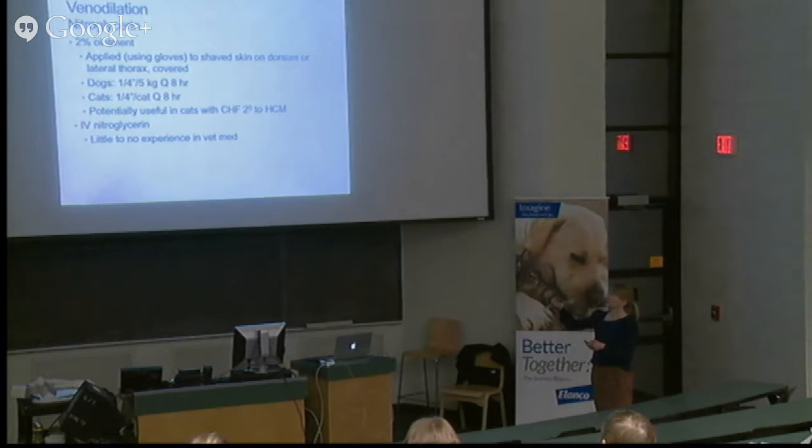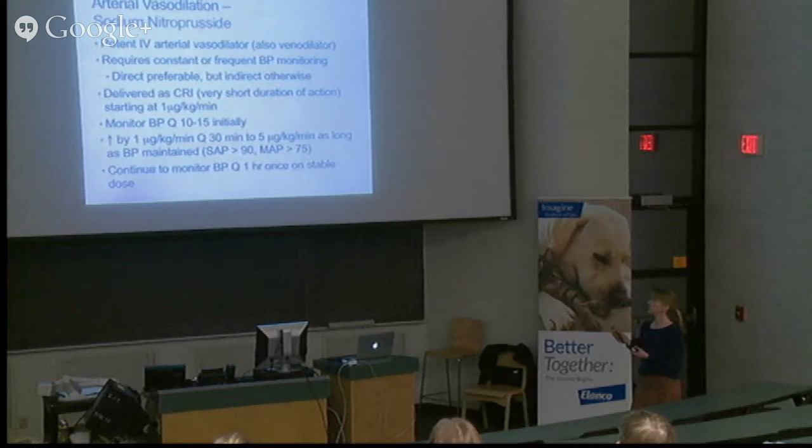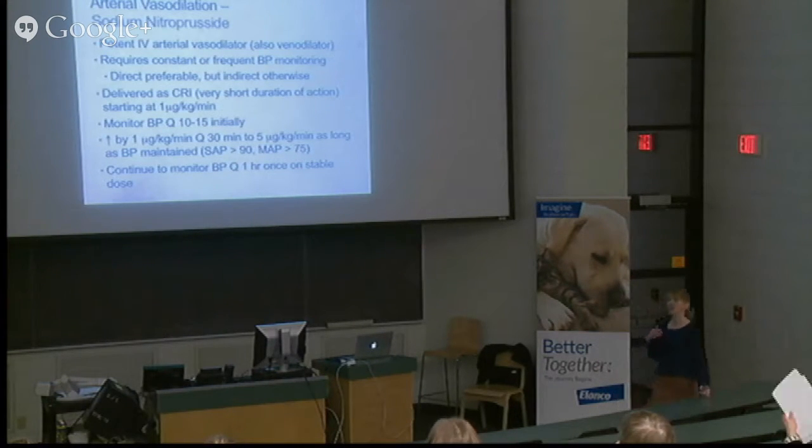We've already mentioned nitroglycerin. It's an ointment, and we place it cutaneously, and it's potentially useful both in cats and little dogs with myxomatous mitral valve disease, where we may be limited in some of the things we can do. Intravenous nitroglycerin, we really don't have any experience with in veterinary medicine thus far. Sodium nitroprusside, in an acute care or intensive care setting, can be really, really helpful. And in one of my cases, I will show use of this drug.